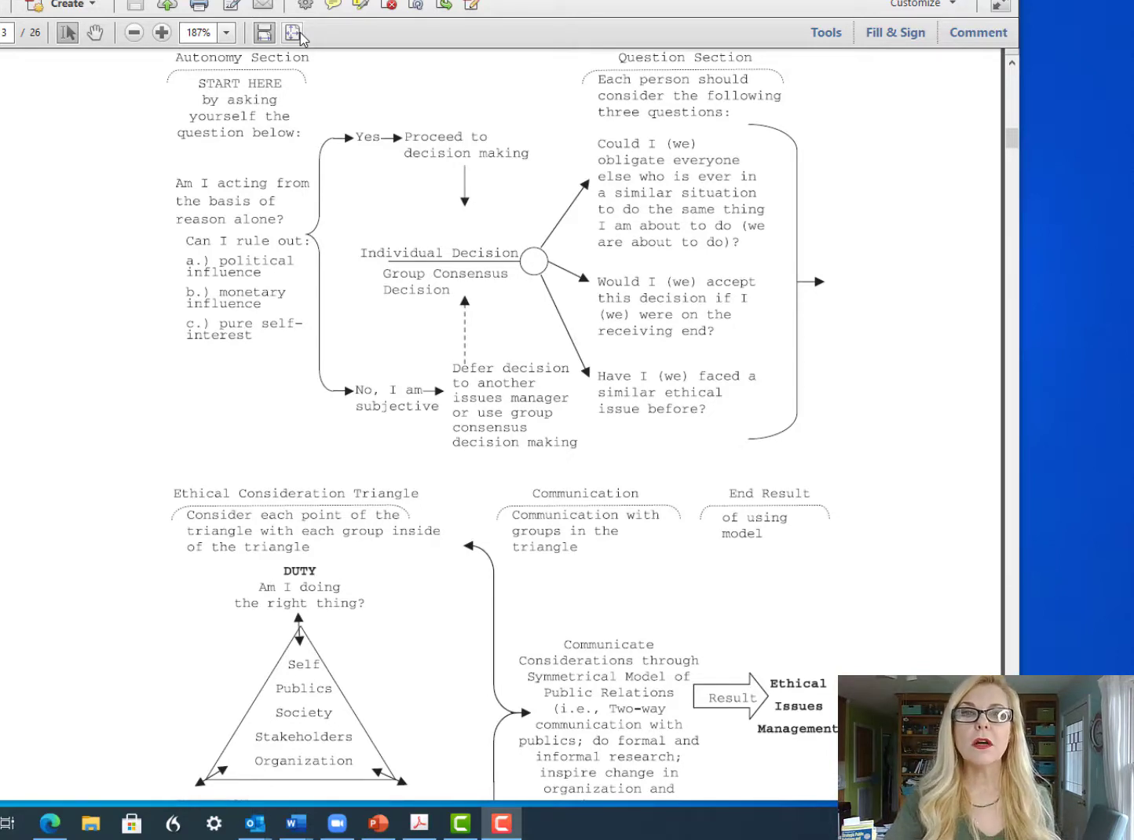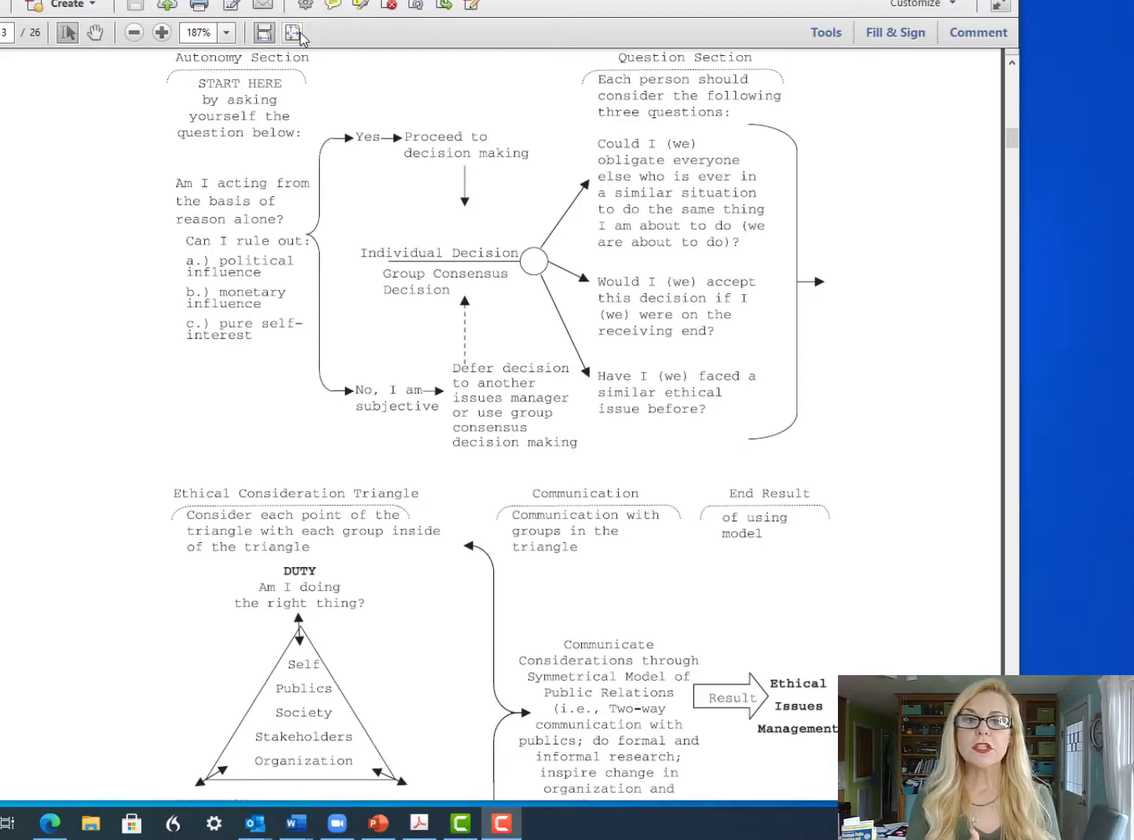This one is based on three questions that should help you rule out other influences and think about how the decision will be made going forward. So could you or your group obligate everyone else who's in a similar situation to do the same thing you're about to do? This is the universal law of autonomy, meaning it brings in a universal consideration. If you could obligate everybody to do what you're about to do, would it still be ethical, right, fair, morally autonomous, unobjectionable, not infringing upon the rights of others, and so on?